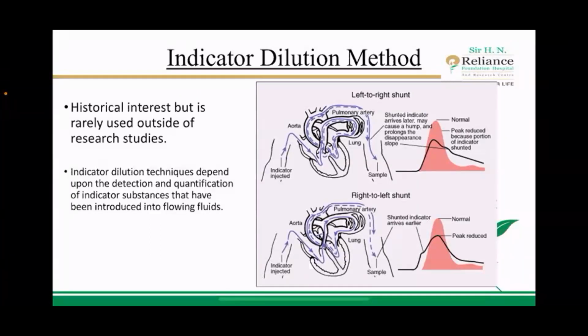Similarly, in case of a right to left shunt, again, the peak will be reduced since a part of the indicator is directly going into the systemic circulation, and that is detected first, and that arrives earlier. So the hump will come here earlier. The main difference in the 2 graphs would be the presence of the hump, which is later in a left to right shunt and earlier in a right to left shunt.